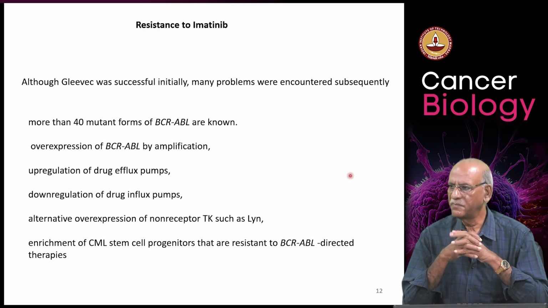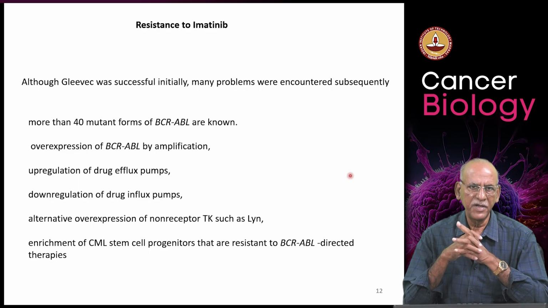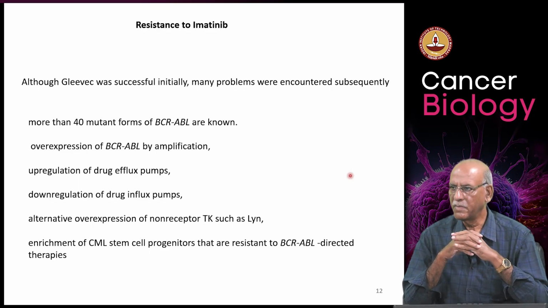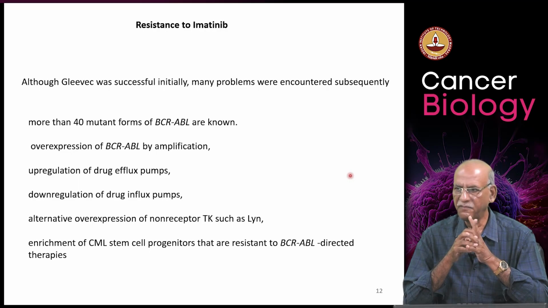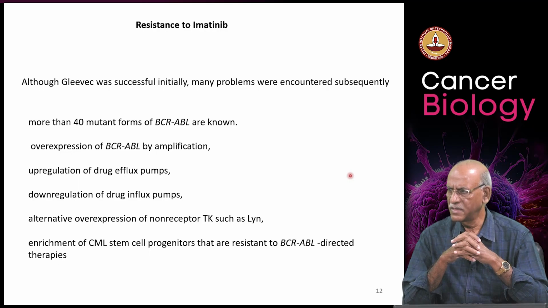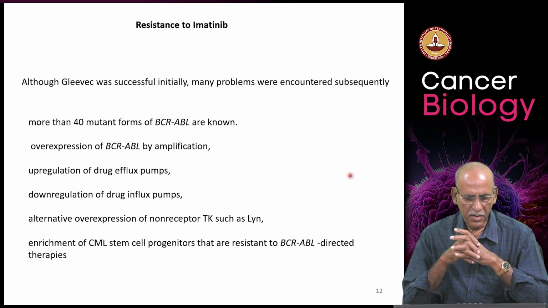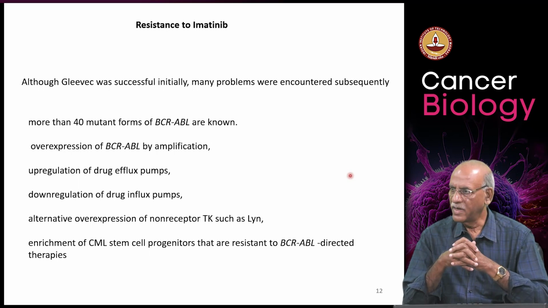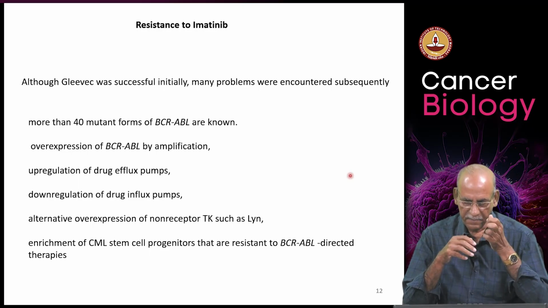So, the overexpression of BCR-ABL generally happens by amplification. Sometimes there may be upregulation of drug efflux pumps and downregulation of drug influx pumps. There are several mechanisms of how this resistance develops, that is what we are discussing. Sometimes there is upregulation of drug efflux pumps, downregulation of drug influx pumps, and alternative overexpression of non-receptor tyrosine kinases such as LYN.